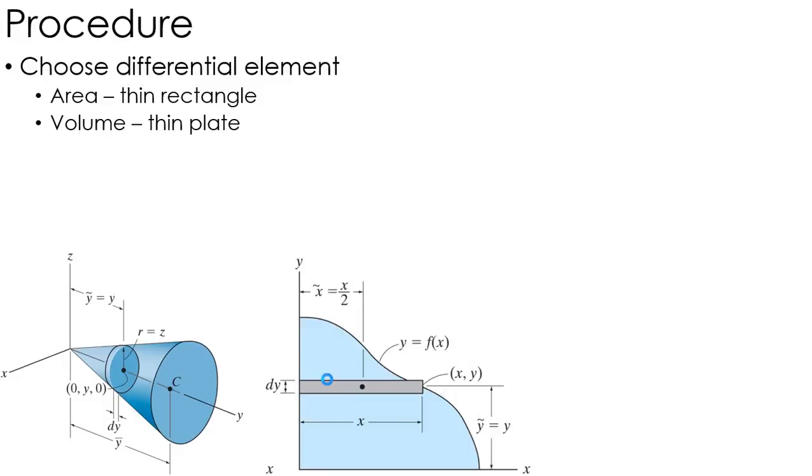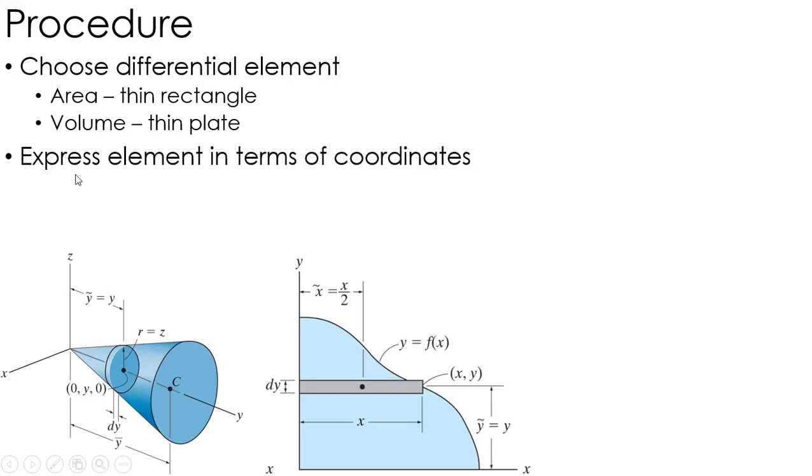The exact procedure goes like this. Depending on whether I have a volume or an area, I choose a differential element. If I've got an area, I use a thin rectangle, either vertical or horizontal. For a volume, I use a thin disc or plate. Once I draw that, I express the dimensions of the element in terms of its coordinates. This thin rectangle has a width of x and a thickness of dy. My thin disk has a radius equivalent to z and a thickness of dy.